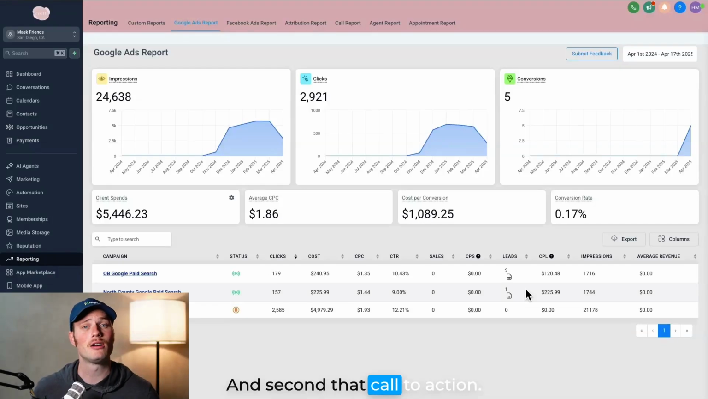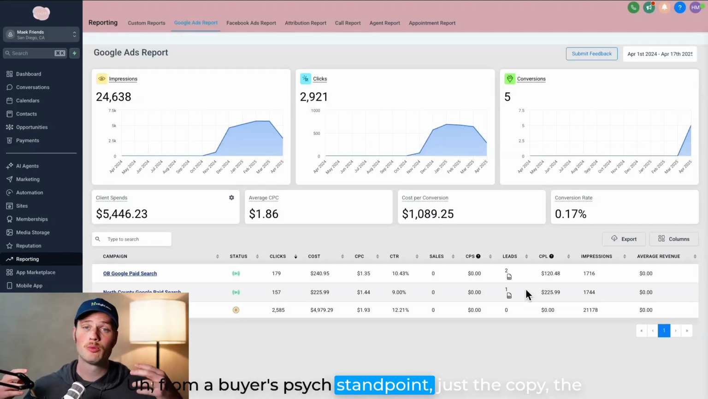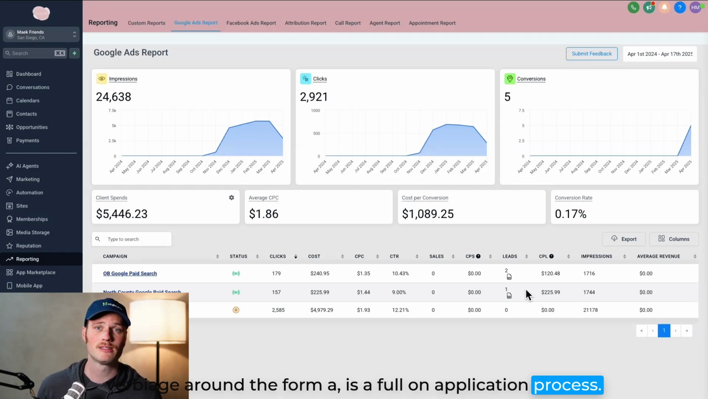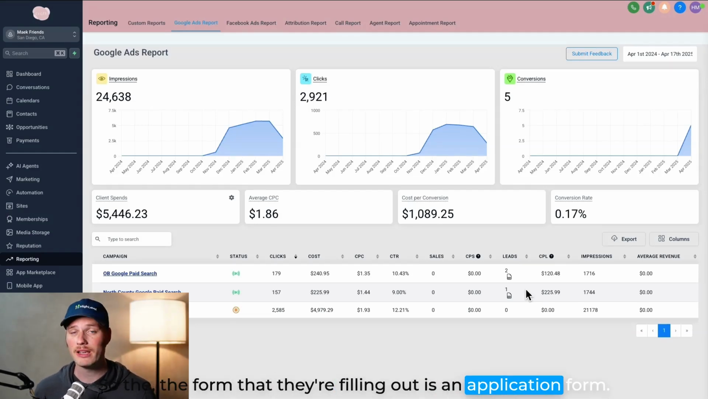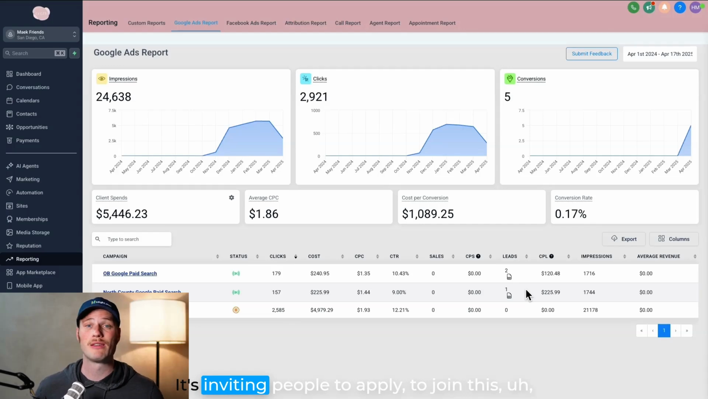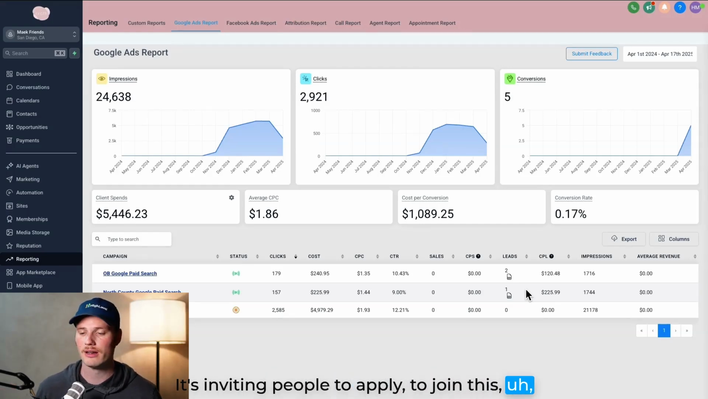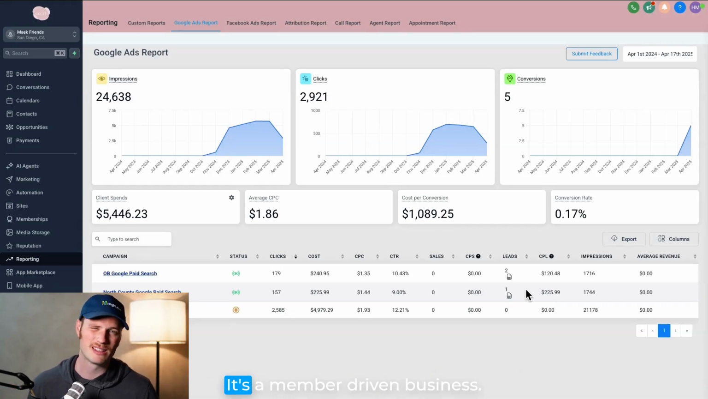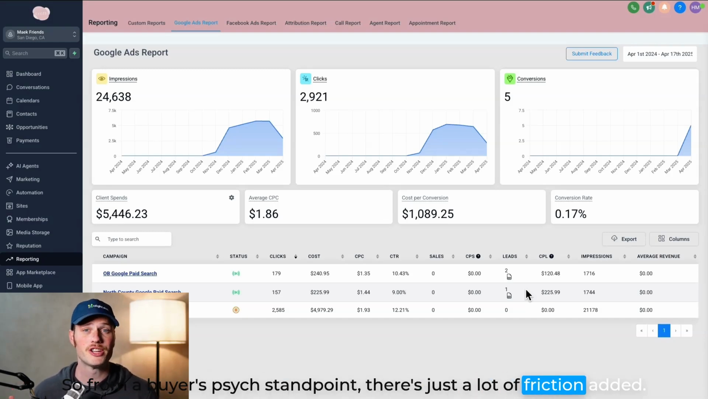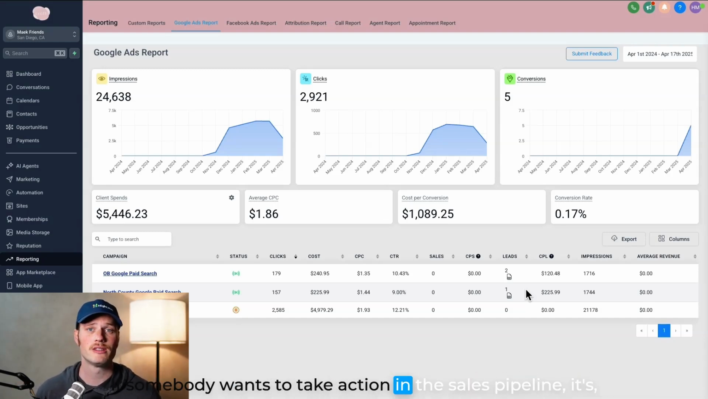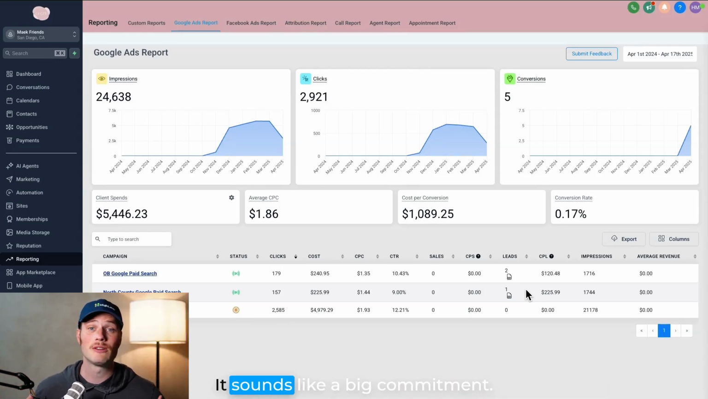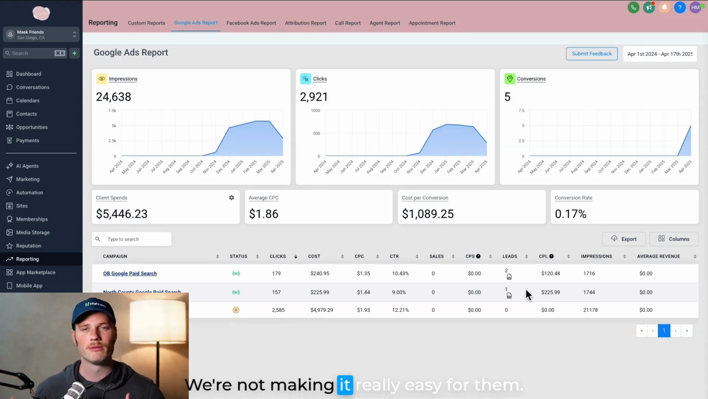And second, that call to action from a buyer psych standpoint, just the copy, the verbiage around the form is a full-on application process. So the form that they're filling out is an application form. It's a little bit longer. It's titled application. It's inviting people to apply to join this business, to join as a customer. It's a member-driven business. So from a buyer's psych standpoint, there's just a lot of friction added if somebody wants to take action in the sales pipeline. It's from a psychological standpoint, very high friction. It sounds like a big commitment. We're not making it really easy for them.